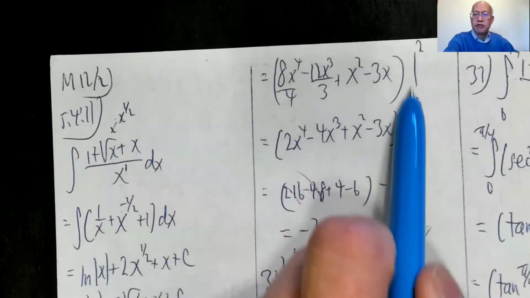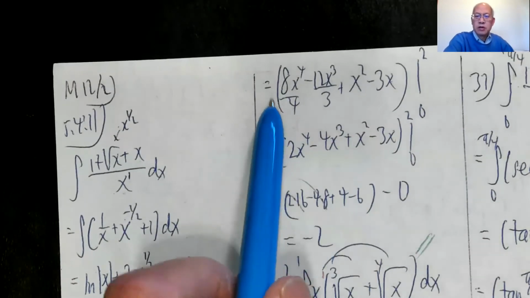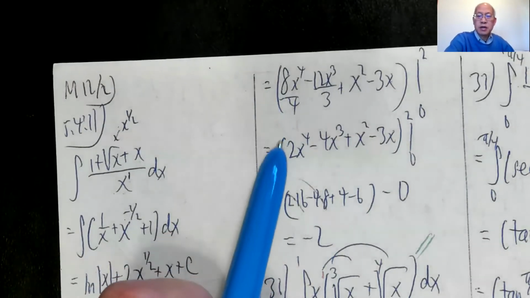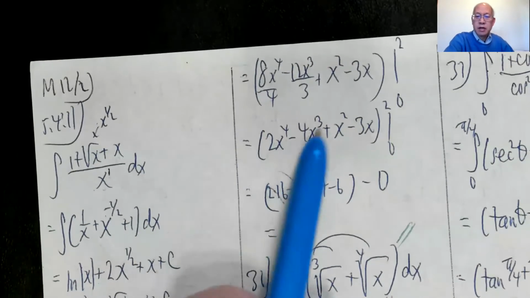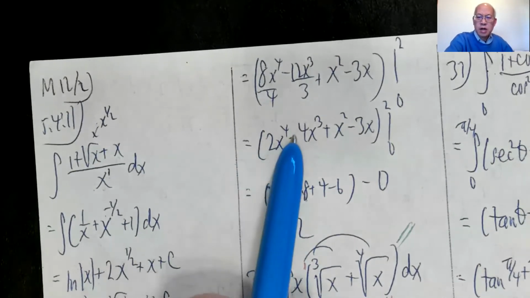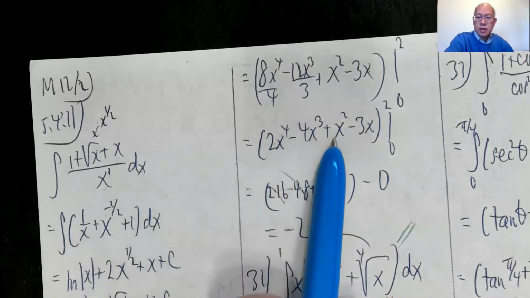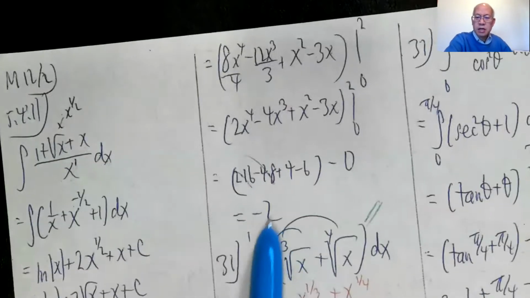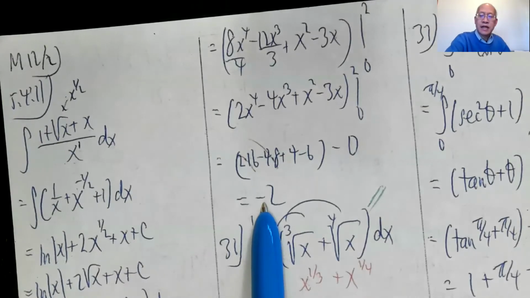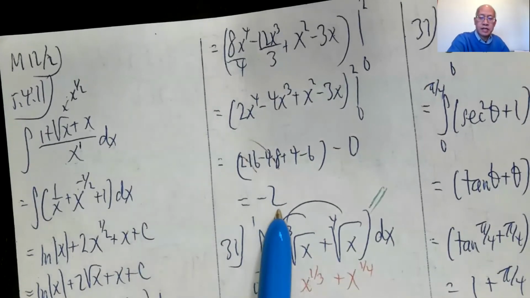Don't need the plus c, from 0 to 2. Plug in 0, you're going to get 0. So plug in 2. That's going to be, clean this up a little bit. 2 to the 4th is 16 times 2, minus 4 times 8. That's 32. These cancel out. 2 squared is 4 minus 6. So the answer is negative 2. Yes, an integral can come out to be a negative quantity. That means there's more area under the x-axis than above.